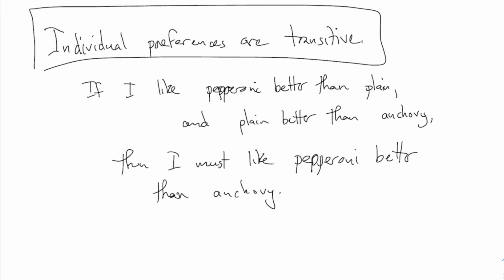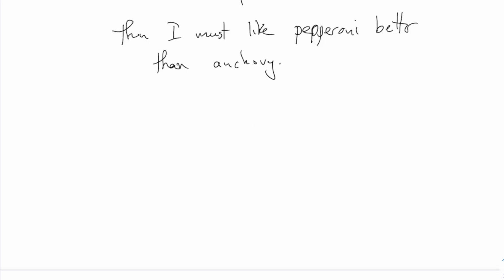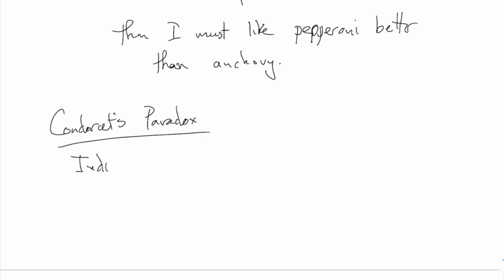This is something that everybody knows on a basic level. But Condorcet's paradox is, and this is what Condorcet realized, individual preferences are transitive.